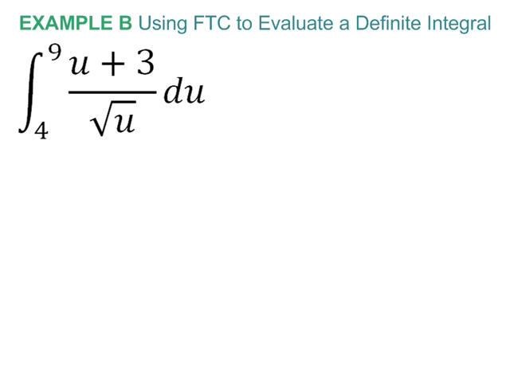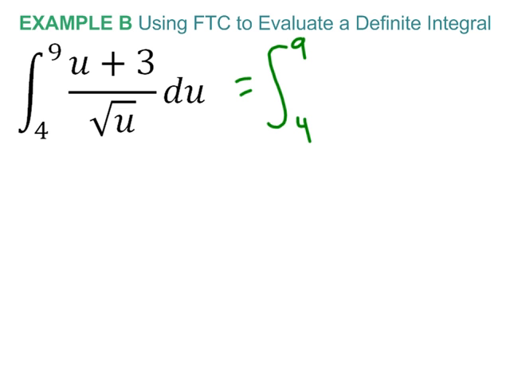Let's go to example number 2, or example B as I have it here. Once again, at this stage in your FTCing, you just need to rewrite such that you can anti-power rule this. So remember that with a fraction written this way, you can do u over square root of u plus 3 over square root of u. And that's exactly how we need to rewrite this thing. So let's say that's the integral from 4 to 9.